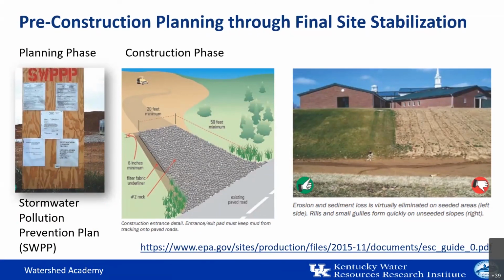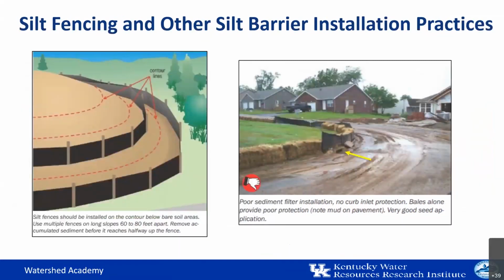The publication includes really good graphics as well as photos with thumbs up or thumbs down to show good examples and poor examples. For instance, a lot of guidance and examples are provided for the installation and maintenance of silt fences and other silt barrier methods, such as the straw bales that you can see here.